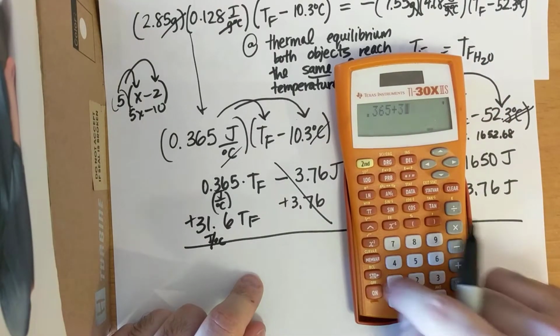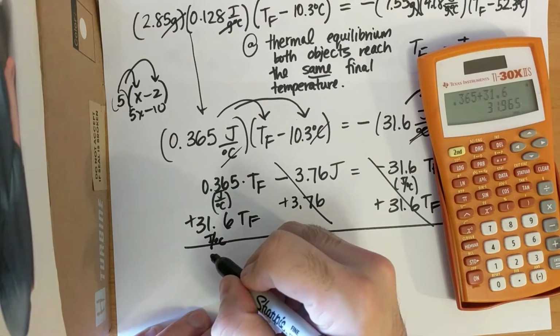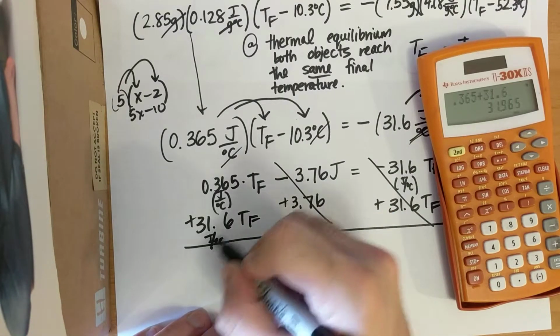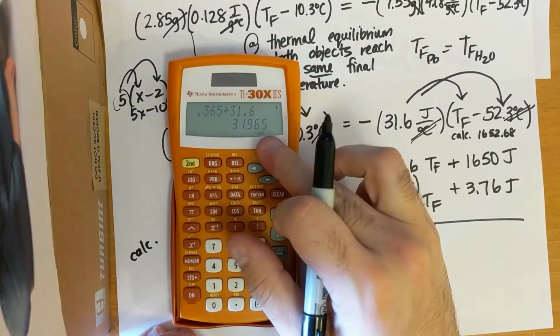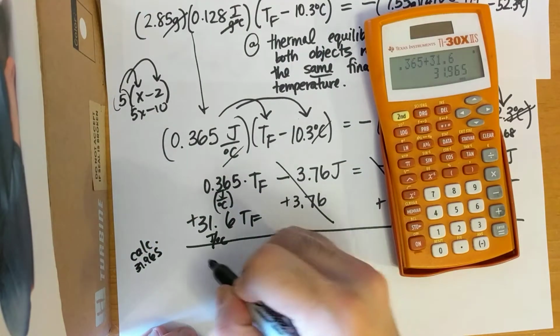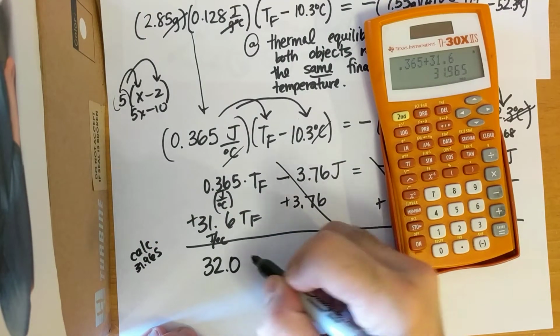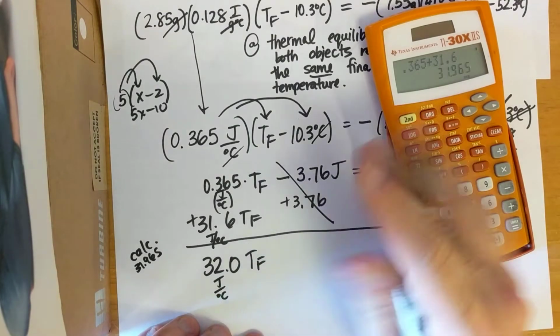0.365 plus 31.6. Rounding, I get 32.0. On the calculator you get 31.965, so I'm going to round that to 32.0, right? That's the coefficient of TF, and the units are joules per degree Celsius.